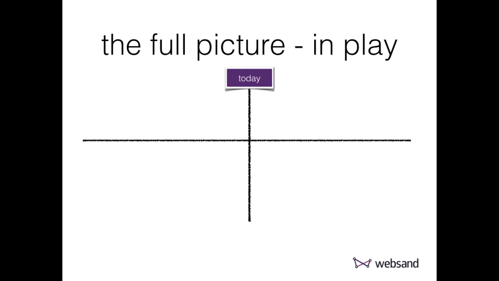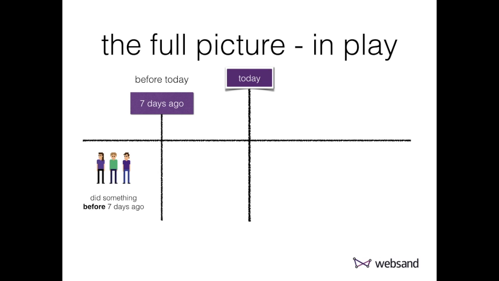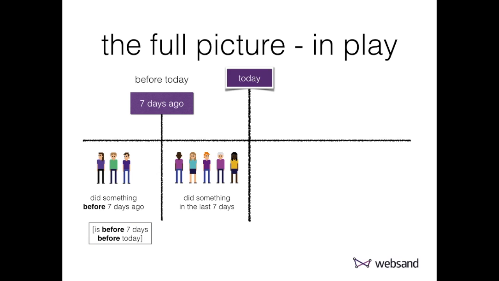So let's look at the full picture and everything that you can do. So we can look at building rules before today, so in the past. In this case, the example that we've talked through is 7 days ago. So we're looking at people who did something before 7 days ago. And the rule there is before 7 days before today. Or we're looking at people who've done something in the last 7 days. So in that case, it is after 7 days before today.